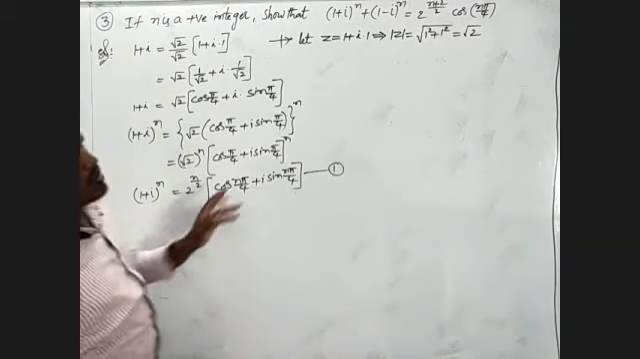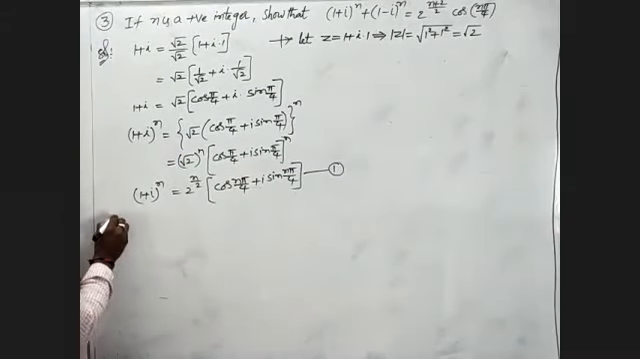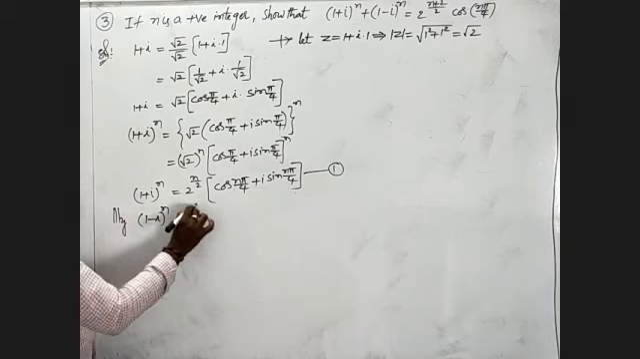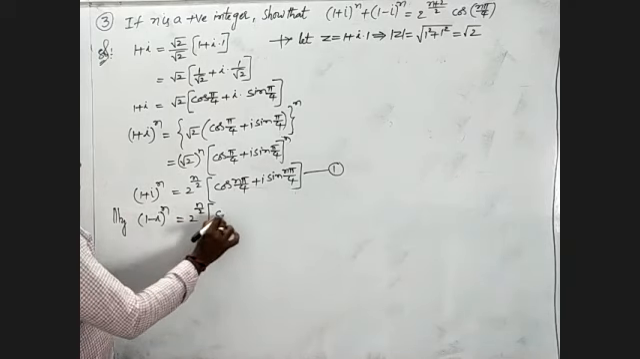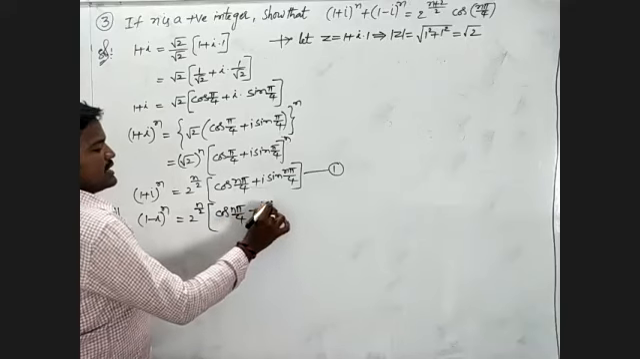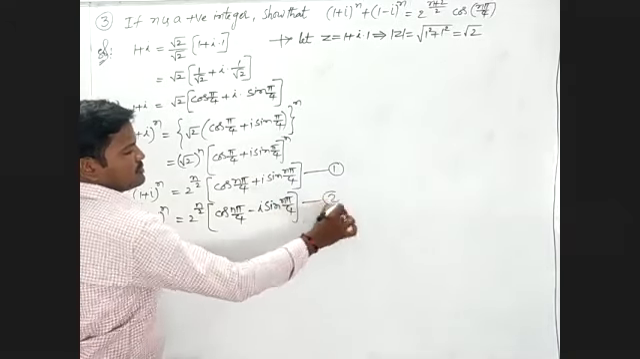After that, we have to find out (1 minus i) whole power n also. Similarly, we will write (1 minus i) whole power n is equal to 2 power n by 2 into cos n pi by 4 minus i sin n pi by 4. This is equation number 2.